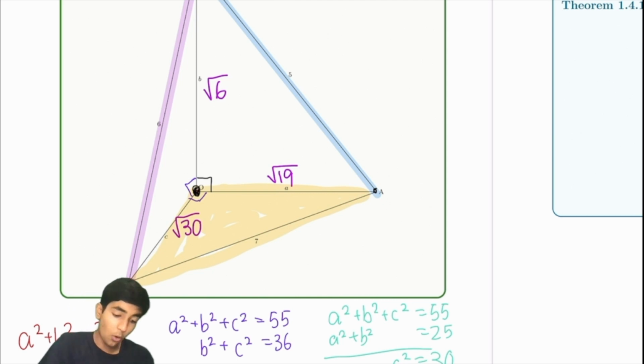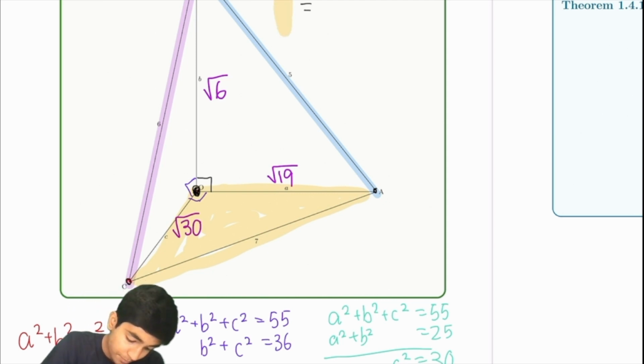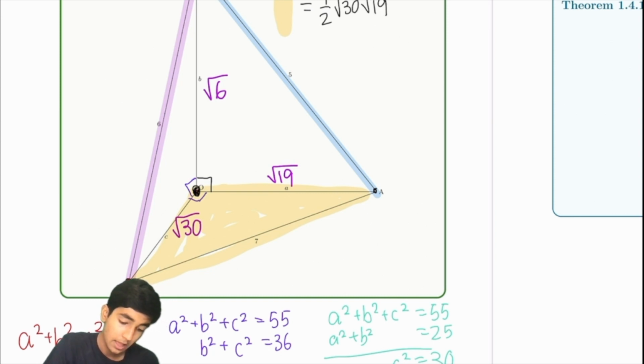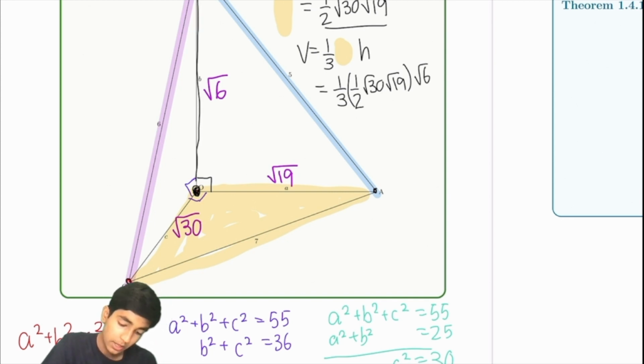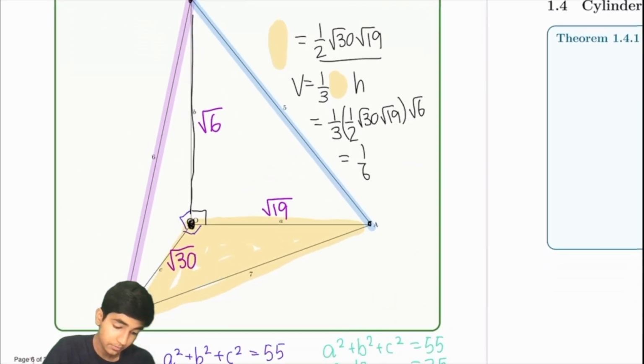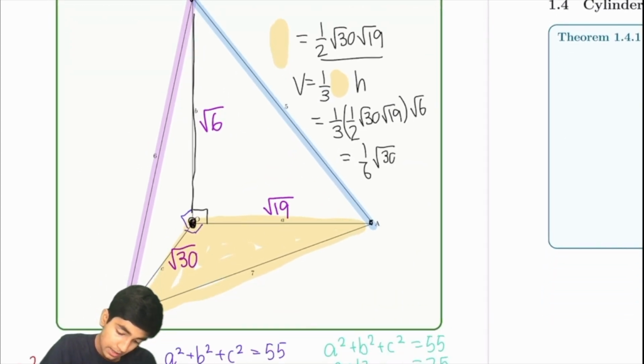So the area of that orange base is half bh, which is half times root 30 times root 19. The volume is 1/3 base area times height. The base area we found to be this, half root 30 root 19. The height was just root 6. So we can simplify this to get 1/6 times root 30 times root 19 times root 6.